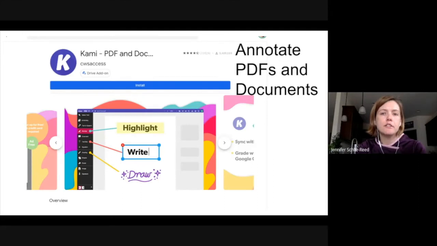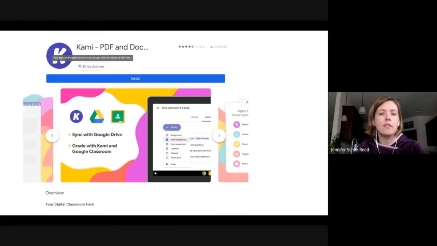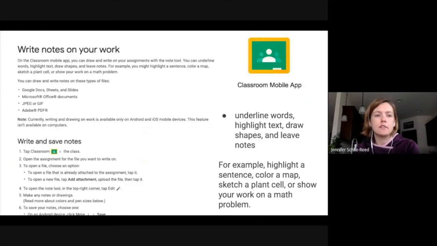Kami, which our district has purchased, I know for next school year, is also another tool. It's an add-on for Google Drive that a lot of you might have used yourselves for annotating PDFs or other documents, but students as well can annotate, and then they can actually share it via their Google Drive, upload it, or put it into Google Classroom. And again, if you're interested in how you could potentially leverage that, just let us know.